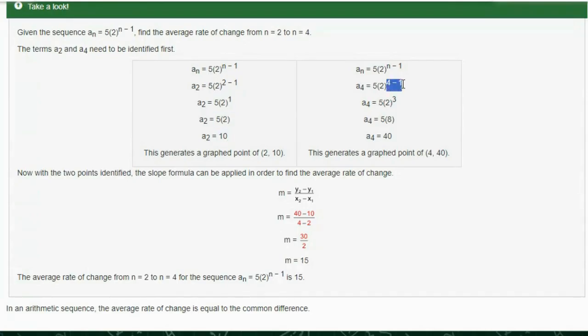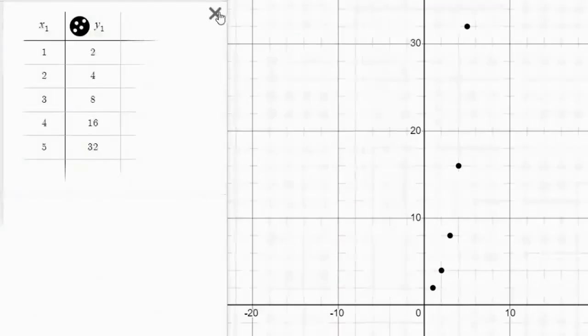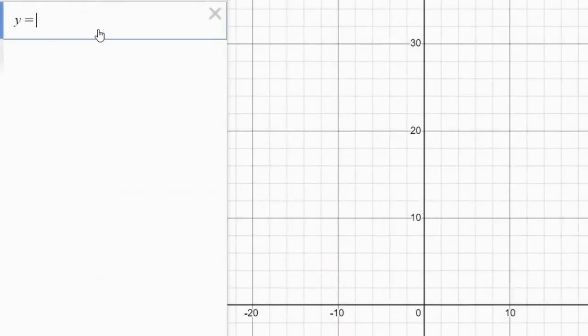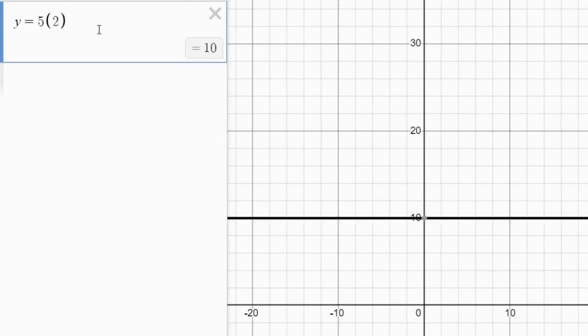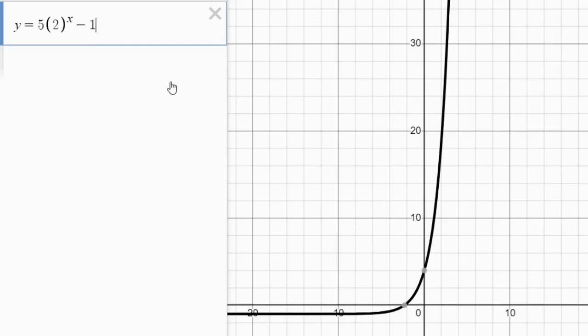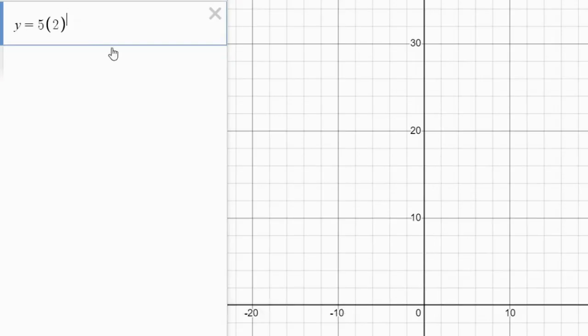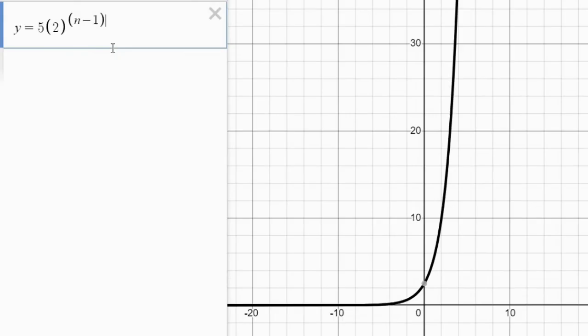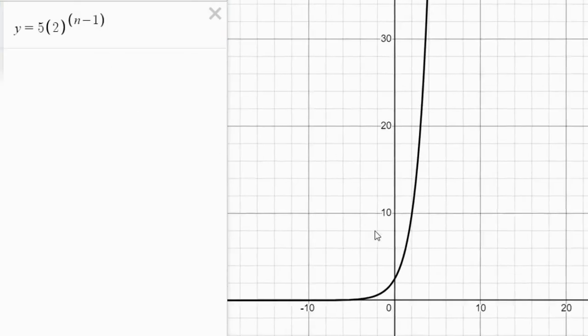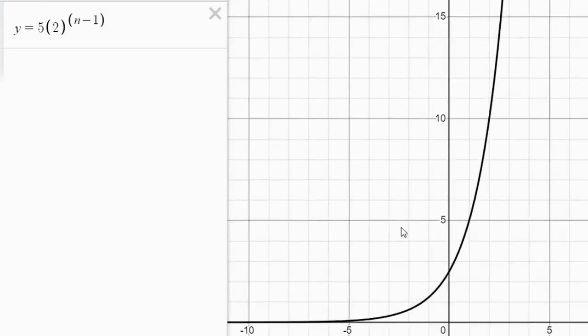If it's 4, 4 minus 1 is 3. So 2 to the third power is 8. So 5 times 8 is 40. If you wanted to do that on a graph, 5 times 2 to the n minus 1, we do y equals 5 times 2 to the x minus 1 on a graph since we have x's on here. Oh, I got to put it in parentheses. If we did n minus 1, it would also work. But on this, you would just have to zoom in and figure out what it equals at 2 and 4.